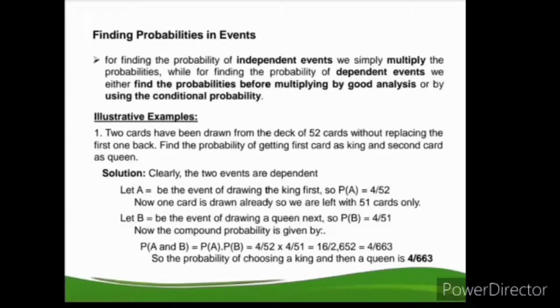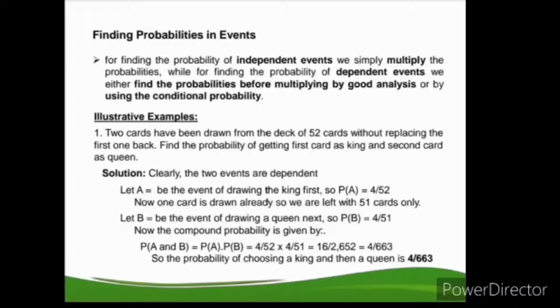Solution. Clearly, the two events are dependent. So, let A be the event of drawing the king first. So, P of A is equal to 4 over 52. Now, 1 card is drawn already, so we are left with 51 cards only. And then, let B be the event of drawing a queen next. So, P of B is equal to 4 over 51.